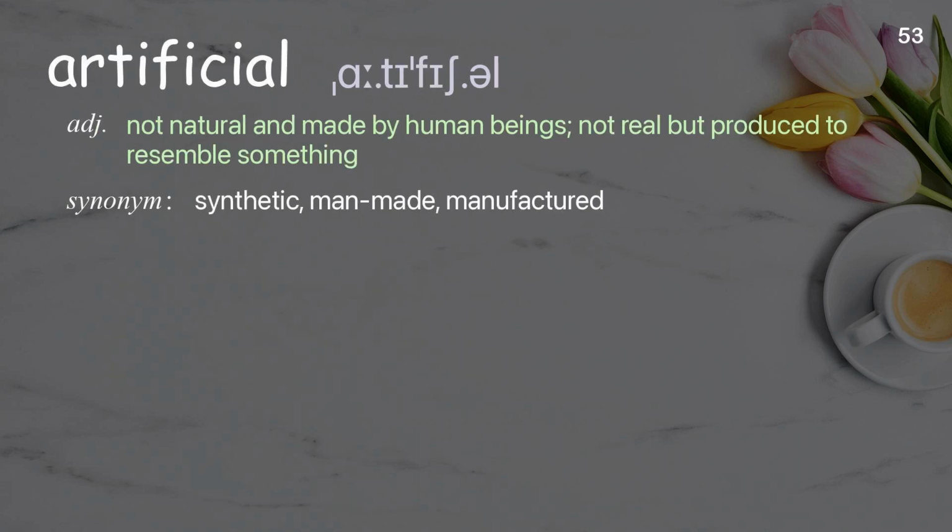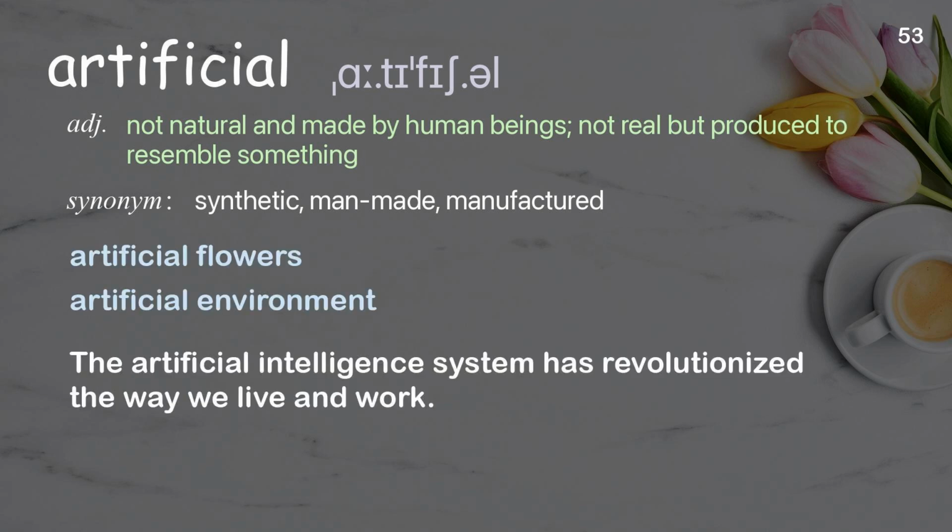Artificial. Not natural and made by human beings. Not real, but produced to resemble something. Examples. Artificial flowers. Artificial environment. The artificial intelligence system has revolutionized the way we live and work.